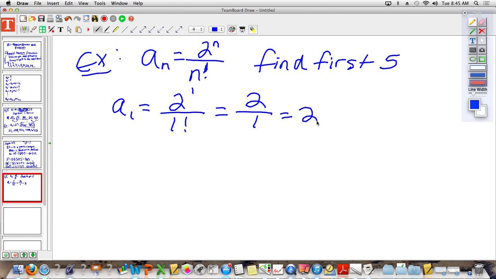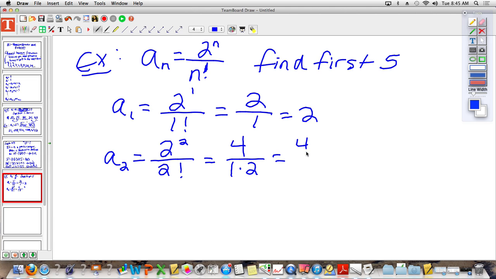2. The second term, a sub 2, would be equal to 2 to the second power divided by 2 factorial. What is 2 squared? 4. What is 2 factorial? What does that mean? 1 times 2. So we have 4 over 1 times 2. What is 4 divided by 2? 2. It's equal to 2. Is the next term going to be 2? Could be. Let's find out.